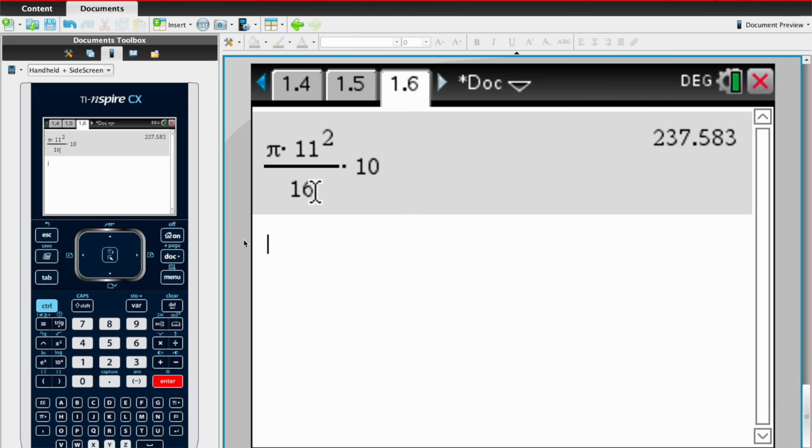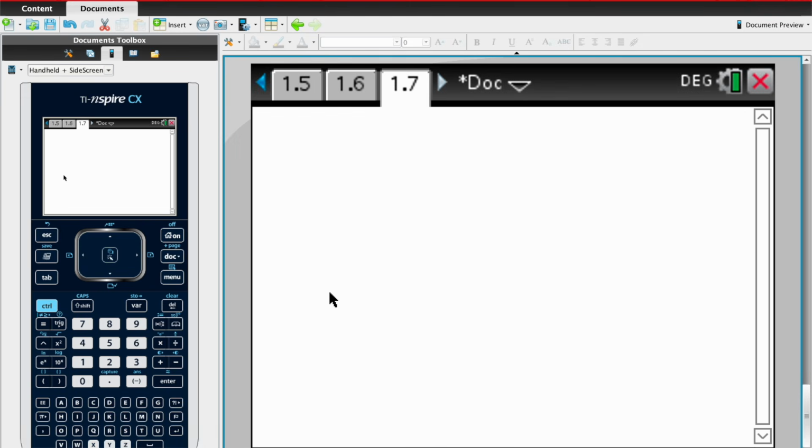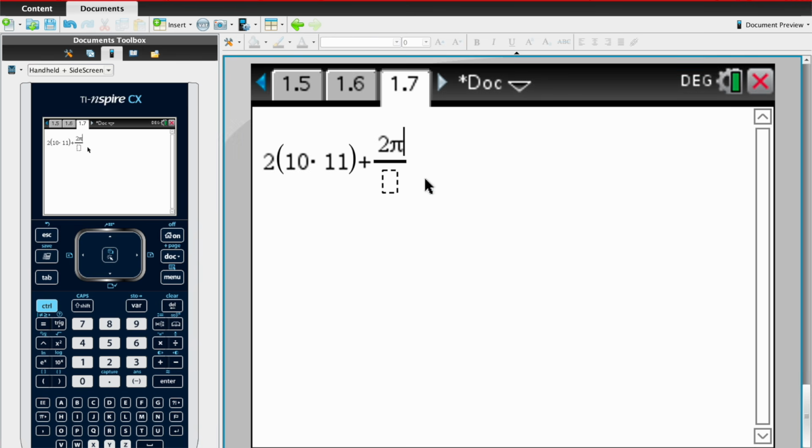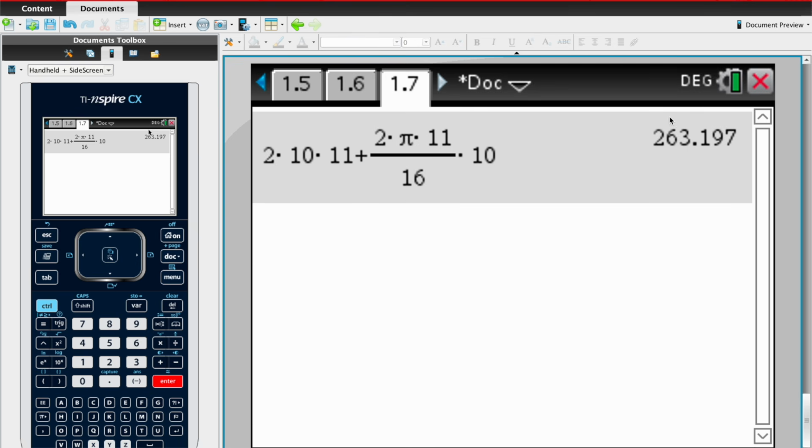So going to the calculator. Here we go. 2 times 10 times 11 plus 2 pi times 11 over 16 times 10. Total amount of paper used is 263.197 square centimeters. Let's write that out.